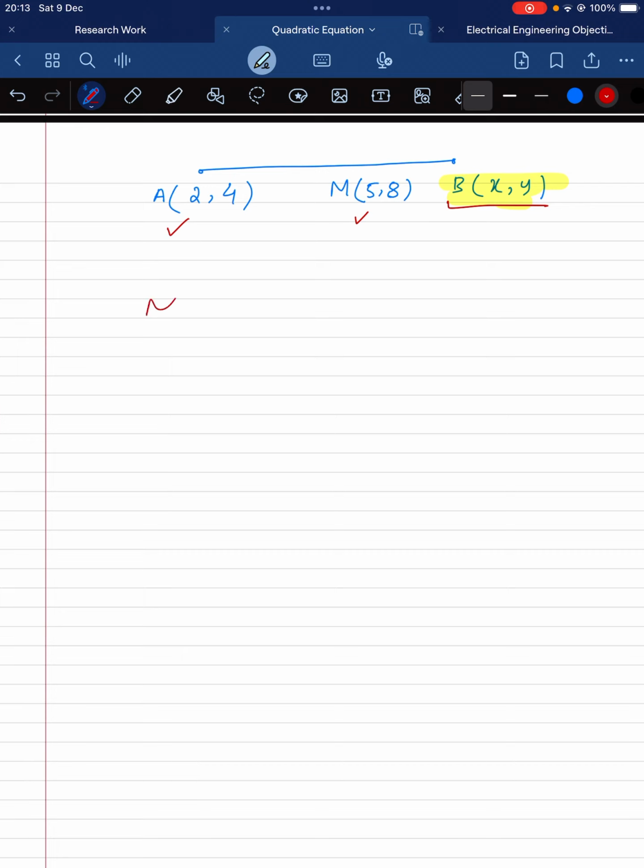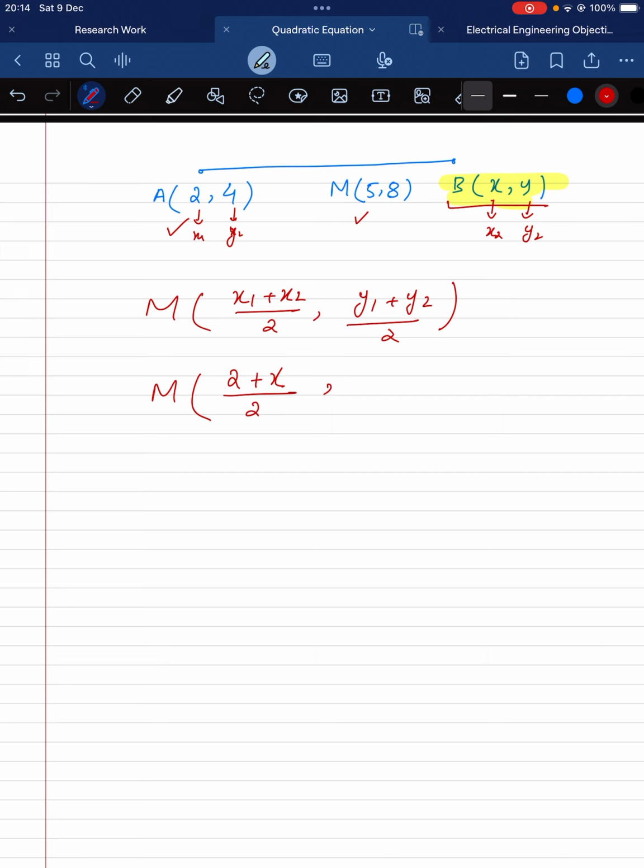We know that the midpoint is x1 plus x2 over 2, and y1 plus y2 over 2, and now we will be using the same points A and B. This is x1, this is x2, and this one is y2. Now place the values. x1 is 2 and x2 is x, over 2, and y1 plus y2, where y1 is 4 and y2 is y, over 2. So we just place the values in the formula.